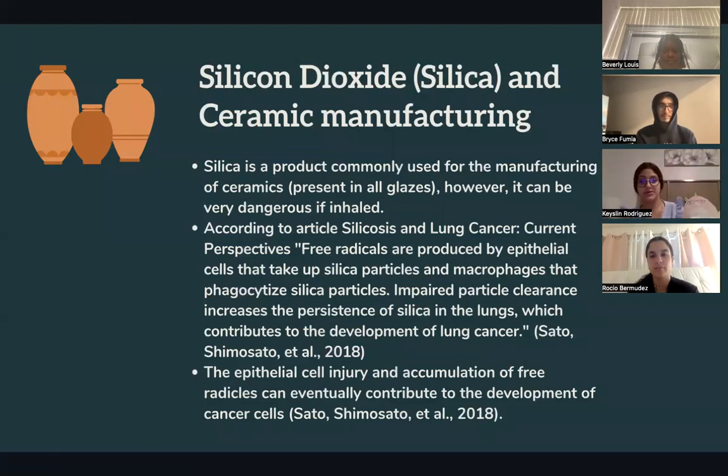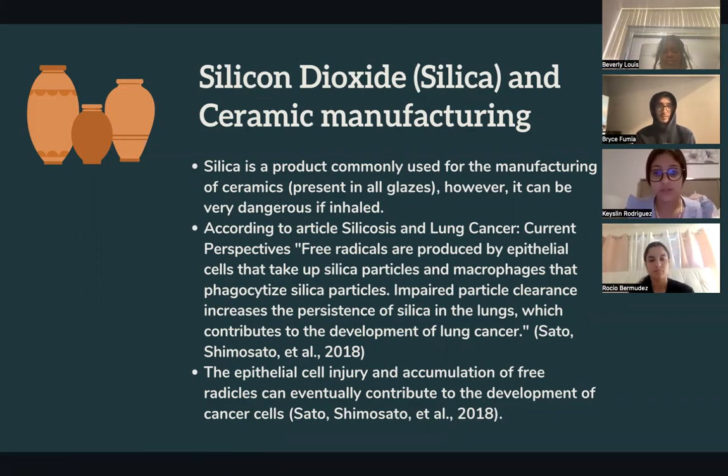Now we've got another of the materials we previously mentioned, silicon dioxide, also known as silica, and it's linked to ceramic manufacturing. So silica, when it's on its own in little packages, is usually not that dangerous of a material. However, it is commonly found in the manufacture of ceramics, and since it's present in all the glazes in some form, it can be very dangerous if inhaled.